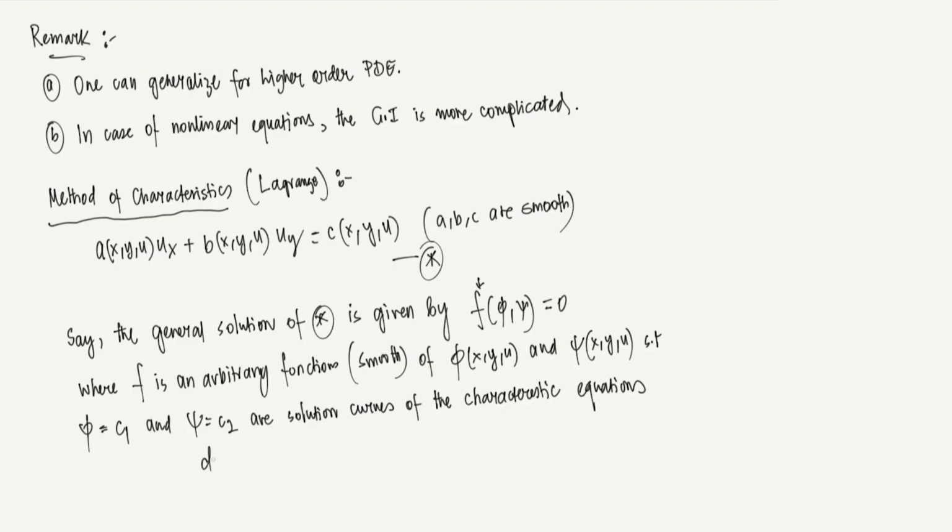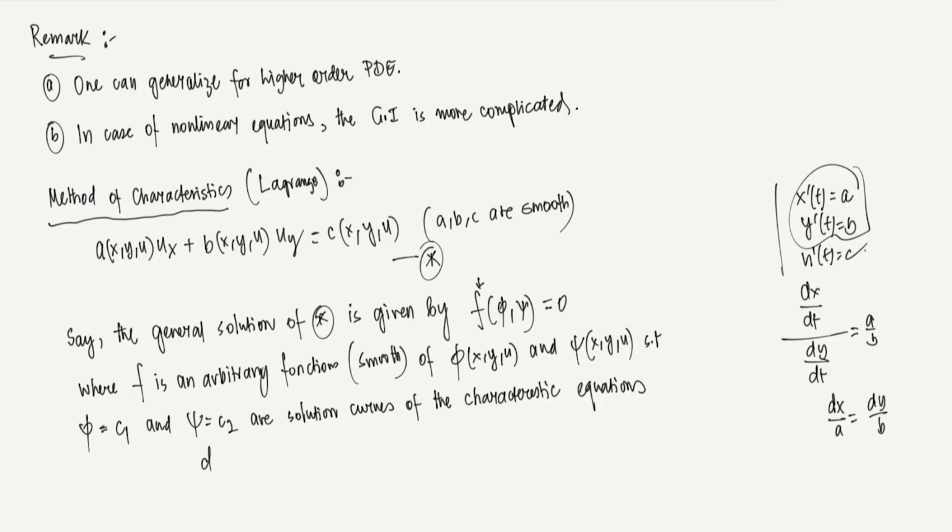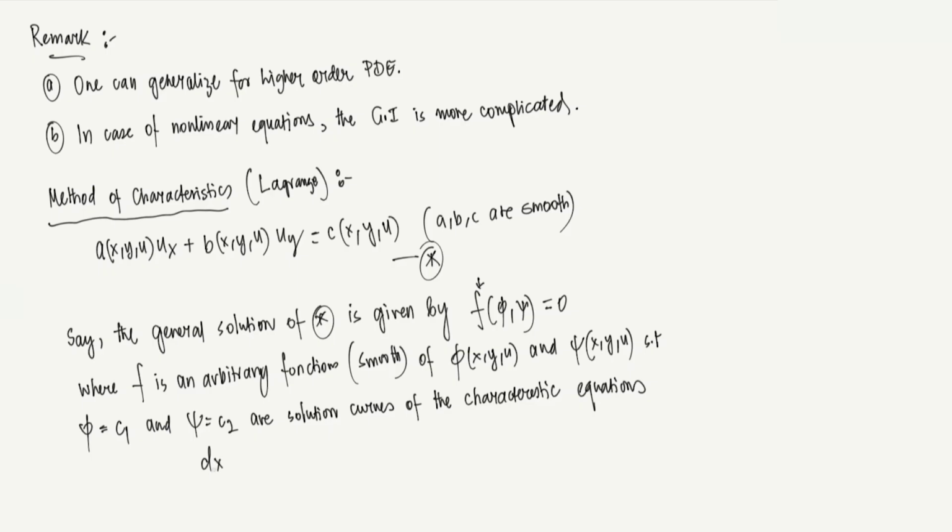What is the characteristic equation? If you remember from the earlier case, what do we have? x prime t equals a, y prime t equals b, and u prime t equals c. So if you put these two together, dx by dt over dy by dt equals a by b. So this can be written as dx by a equals dy by b, and similarly with this one, it will be du by c. Is it okay? So the characteristic equations are dx by a equals dy by b equals dz by c. I hope this is clear.